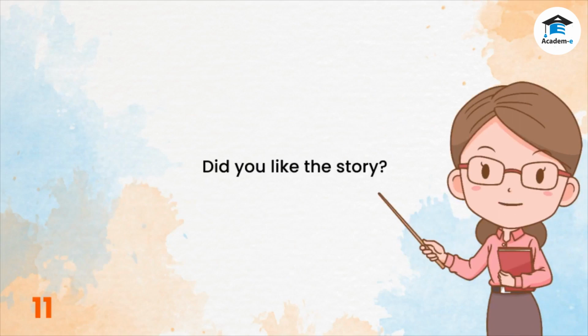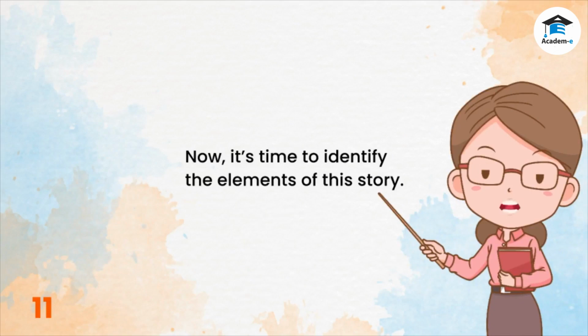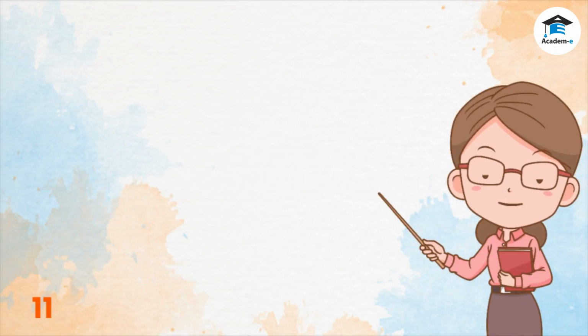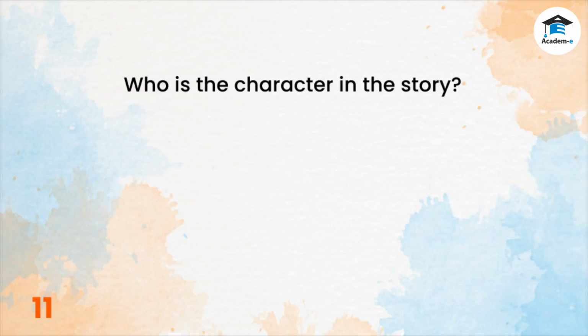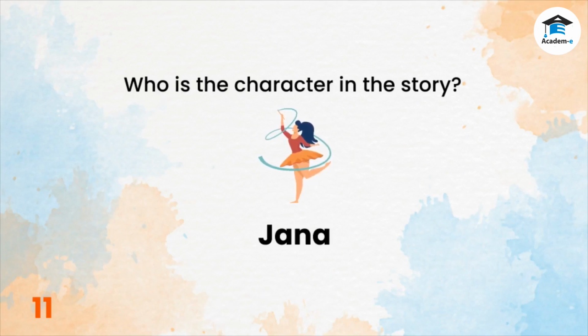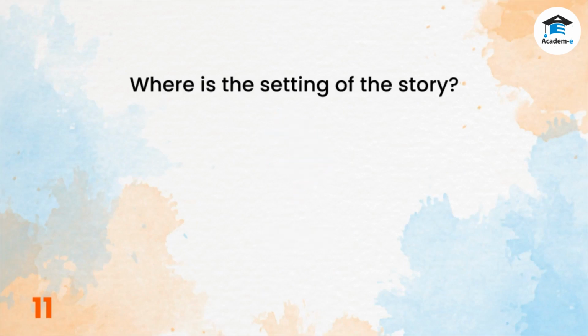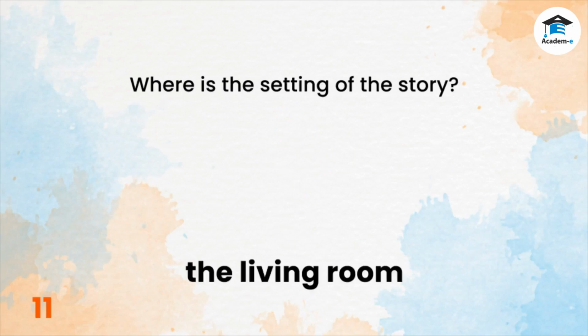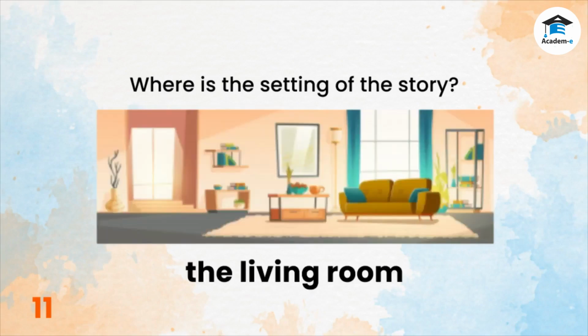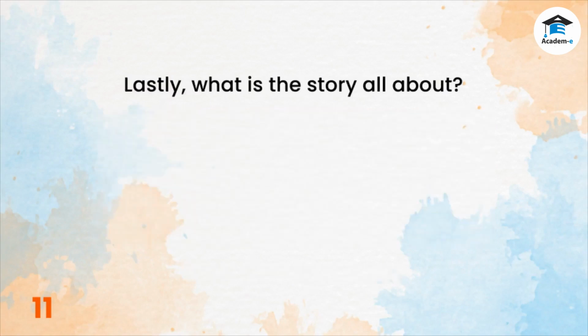Did you like the story? Great! Now, it's time to identify the elements of this story. Who is the character in the story? Correct! The character is Jana. Where is the setting of the story? You're right. It happened in the living room. Lastly, what is the story all about?